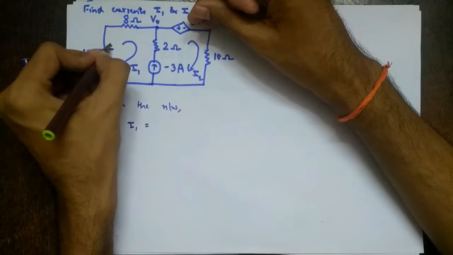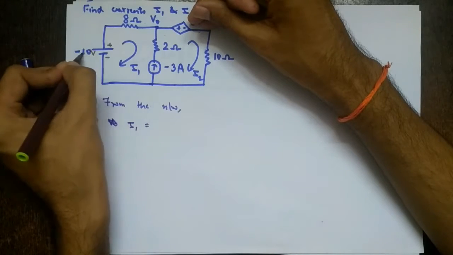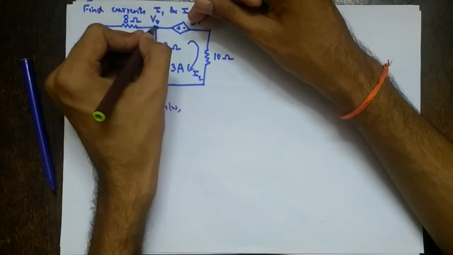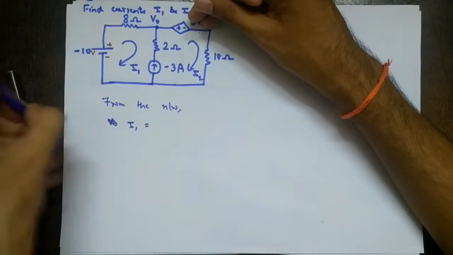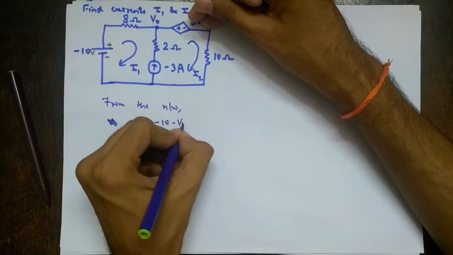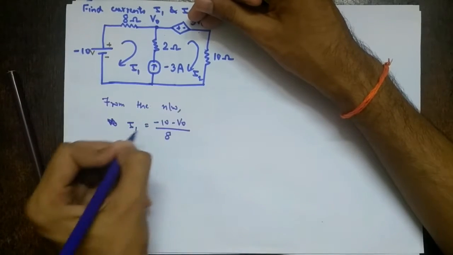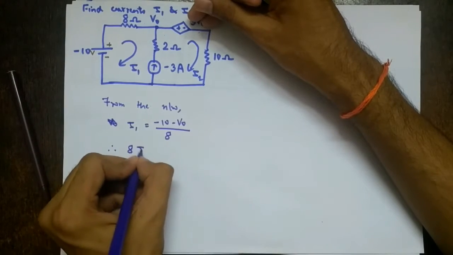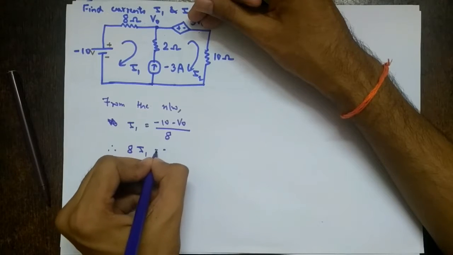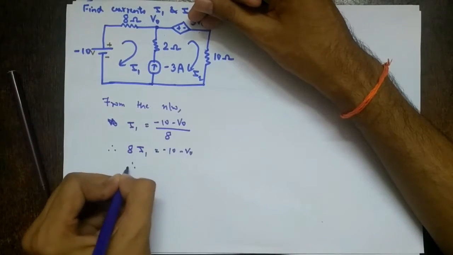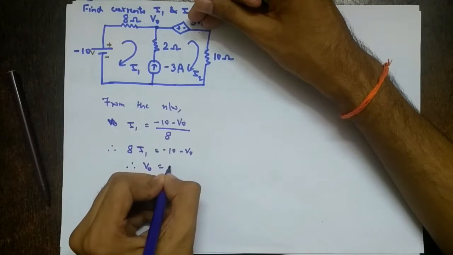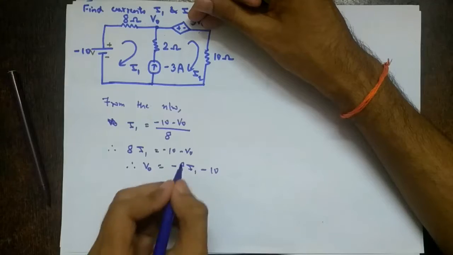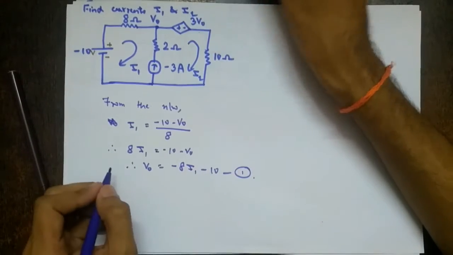We are going from minus to plus, so plus the value of the voltage source, but the value itself is negative. So minus 10, plus the voltage difference, so minus V0. So minus 10 minus V0 upon the resistance, which is 8. So this is I1 in terms of V0. Now find V0 from this: 8 I1 will be equal to minus 10 minus V0. Therefore V0 equals minus 8 I1 minus 10. So this is equation number 1.